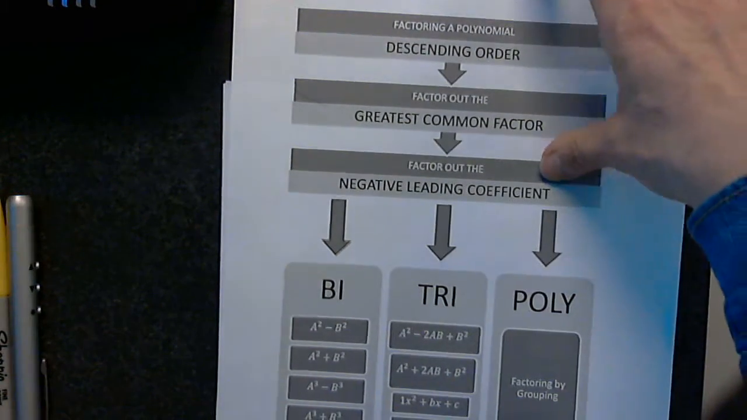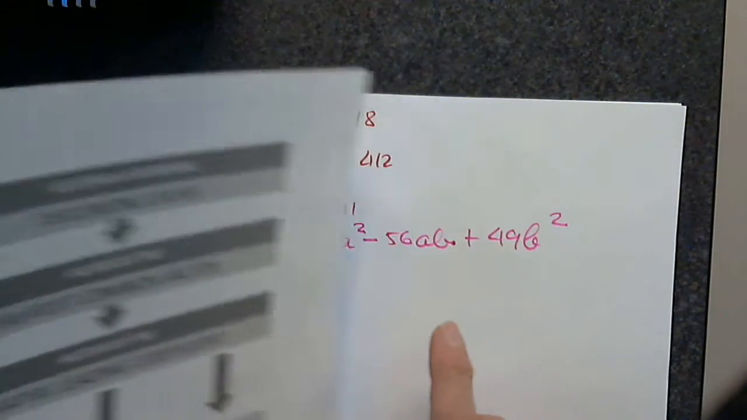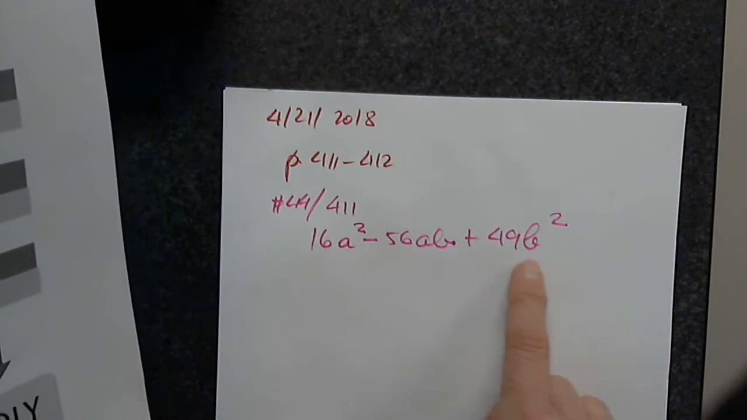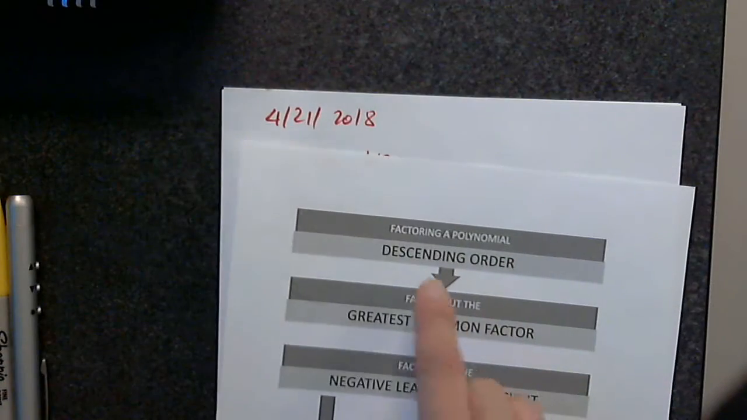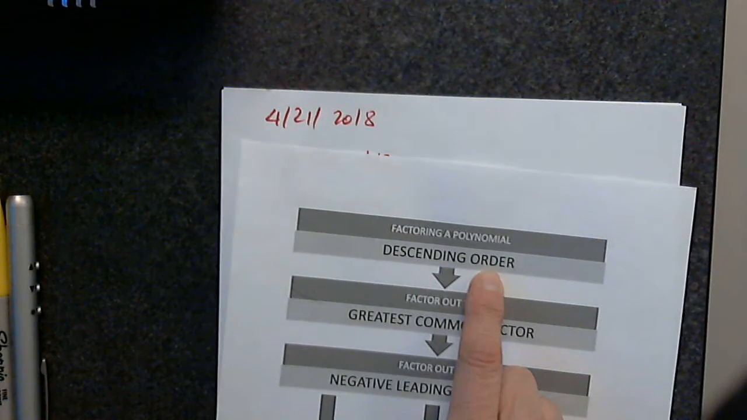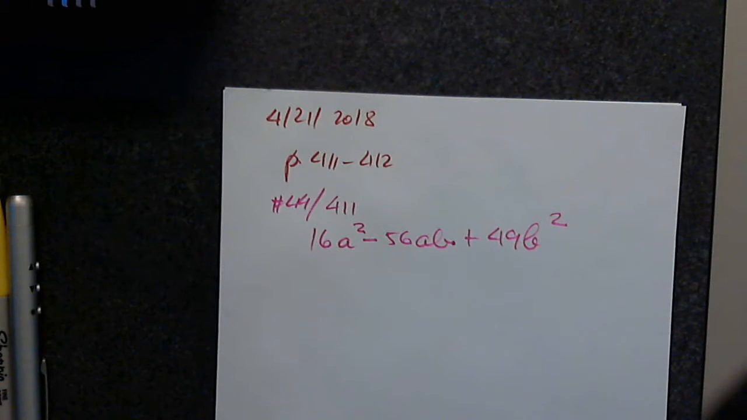Okay, so first of all, I'm asking myself, what is it? So the answer is, what type of polynomial is it? Awesome. Then I'm asking myself if it's in descending order. And now the question is, wait a minute. What do you mean by descending order?